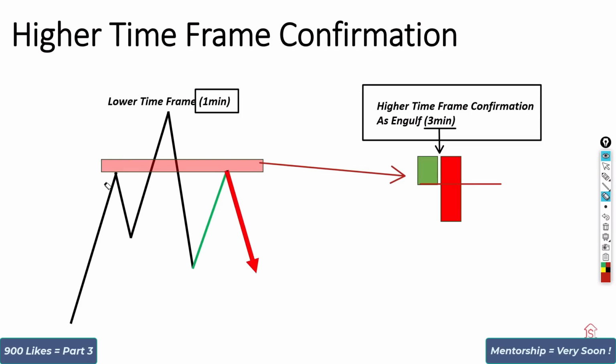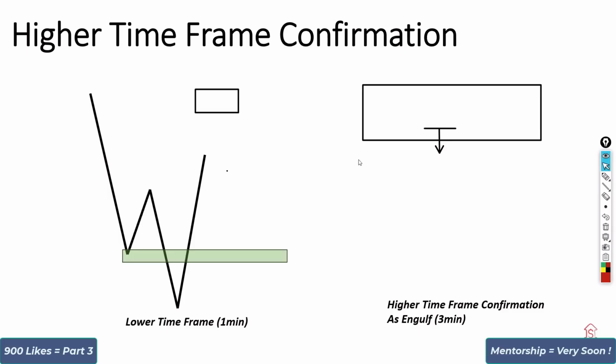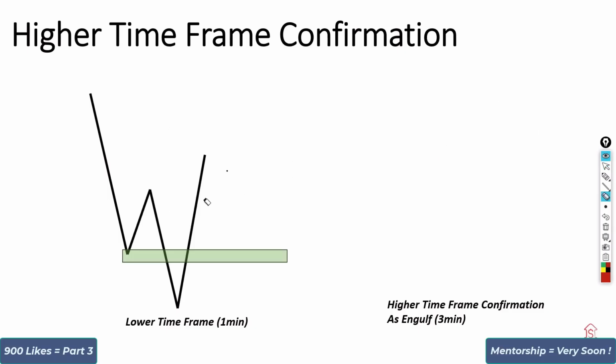Okay, and then it drops because of this QM. All right, this is how it looks when you're trying to take your trade with higher time frame confirmation. Okay, we have also the same for the buyers. Let me just clean this up. This is the buy setup, exactly like the previous one.